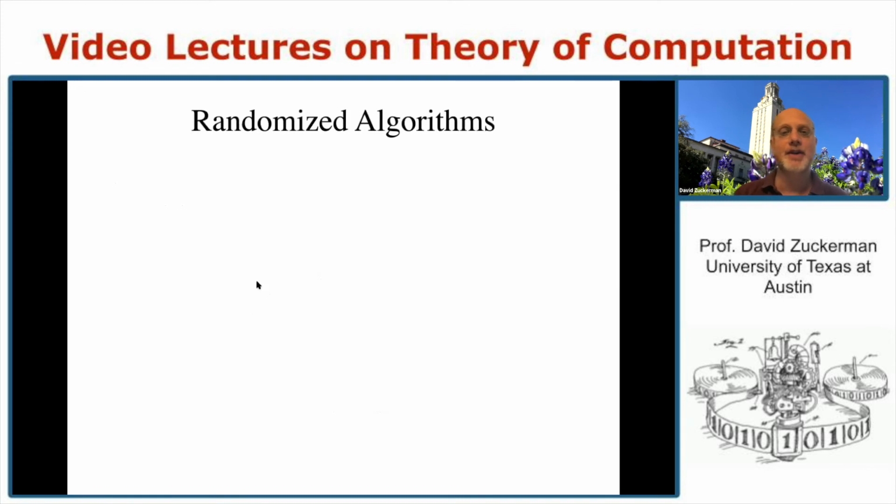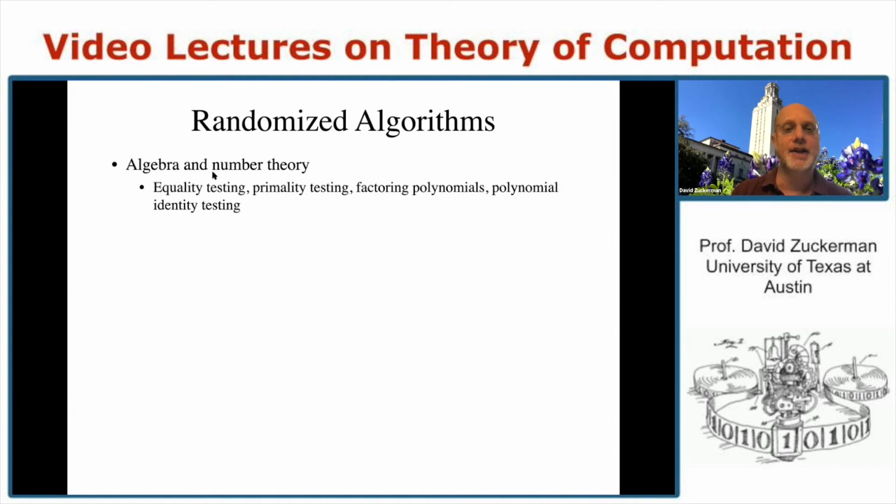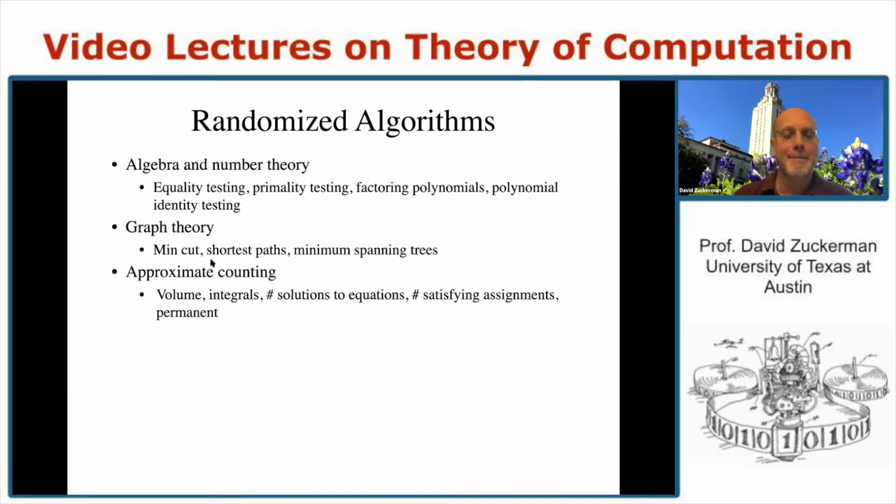And randomized algorithms are useful in many different areas. So we've just looked at algebra and number theory. I just showed you this algorithm for equality testing. It's also useful in testing whether a number is prime. I'll give you a flavor of that in the next video. It's useful in factoring polynomials for polynomial identity testing. It's useful in graph theory for min-cut, shortest paths, minimum spanning trees. As I mentioned earlier, it's very helpful in approximate counting.